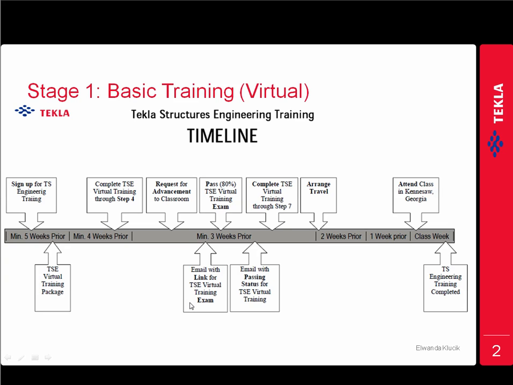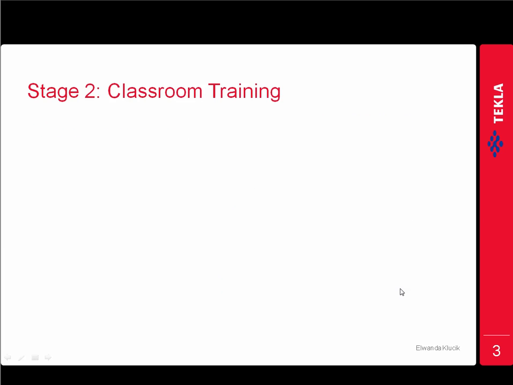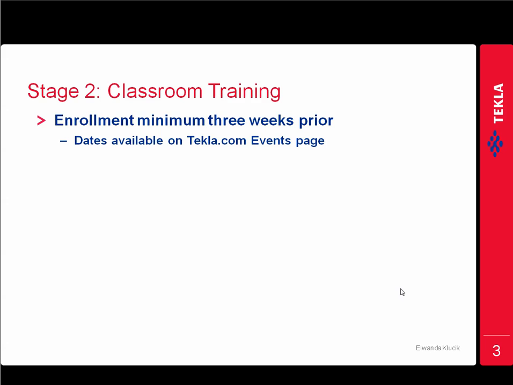You then complete the questionnaire, receive notification of classroom eligibility, and choose a classroom event. You should then complete the remaining steps in the time remaining until your chosen class begins. The second stage is to attend the engineering classroom training after completion of the basic or virtual training.